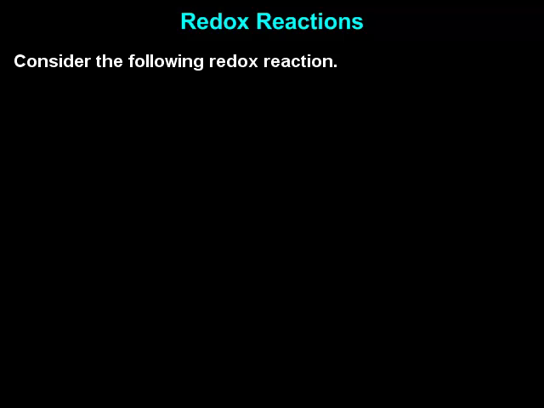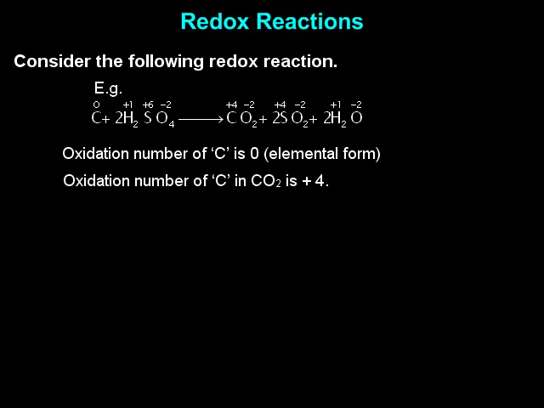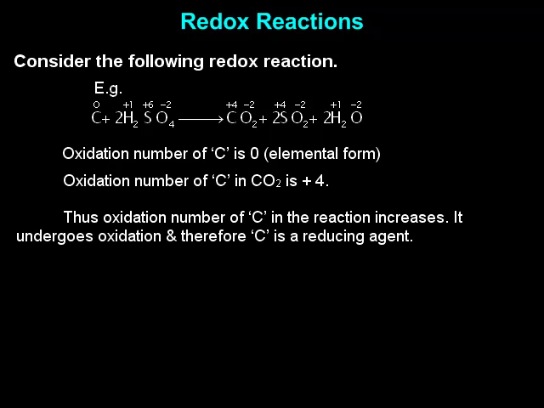Consider the following redox reaction. C plus 2H2SO4 gives CO2 plus 2SO2 plus 2H2O. Oxidation number of C is 0, elemental form. Oxidation number of C in CO2 is plus 4. Thus, the oxidation number of C in the reaction increases. It undergoes oxidation and therefore C is a reducing agent.